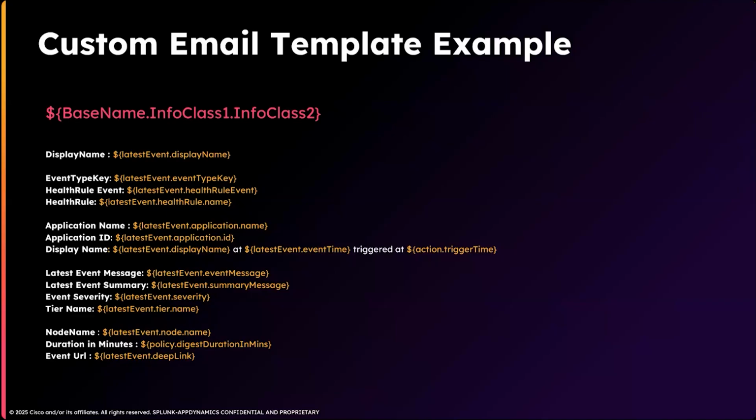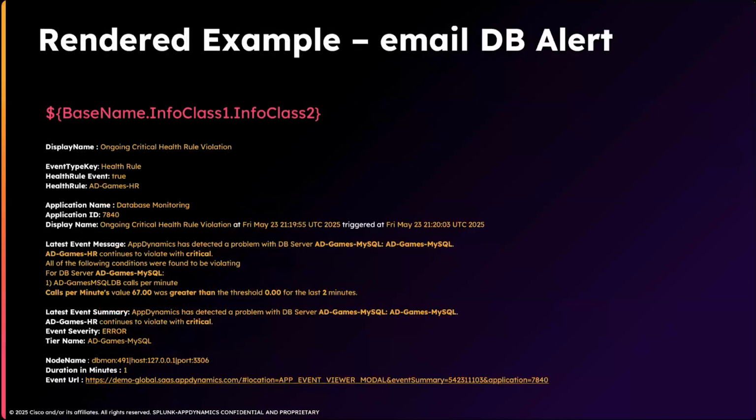So I'm going to go to the next slide here, and we're going to see this exact information, but as it gets rendered by the policy engine in AppDynamics and gets sent out as an email. So you can see here, the display name rendered as ongoing critical health rule violation. The health rule name is AD-games-health rule. This came from the database portion of the AppDynamics platform. So that's why the application name is database monitoring. If this was coming from the APM side, the name of the application would be there in terms of the application name. So this alert is oriented towards the database side of AppDynamics.